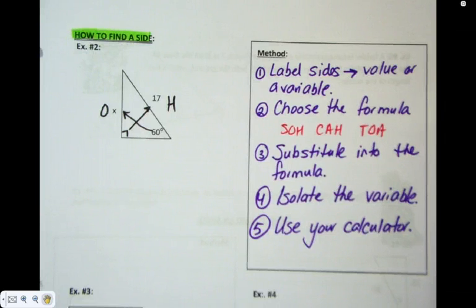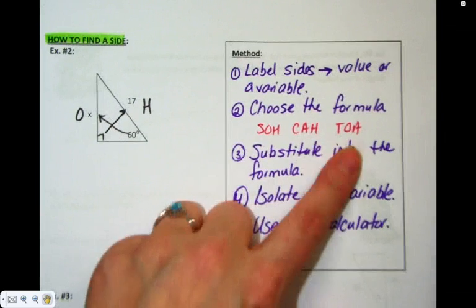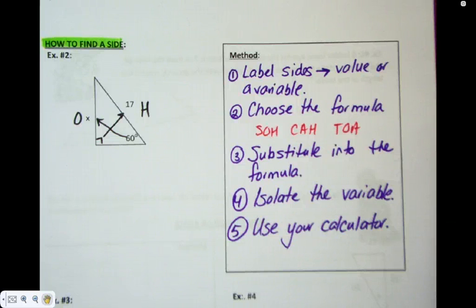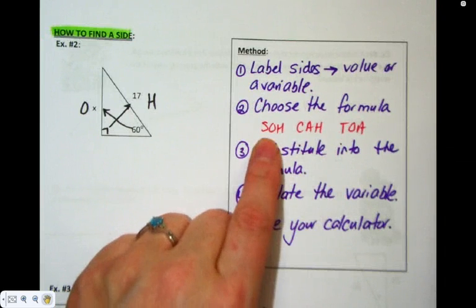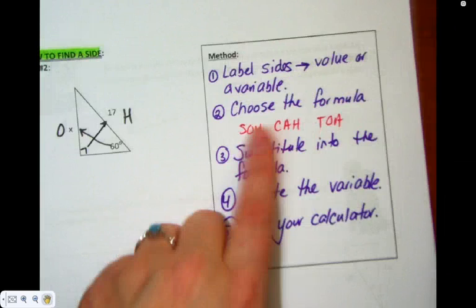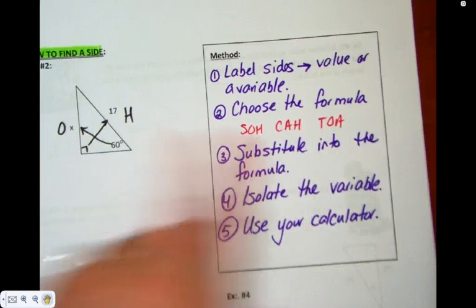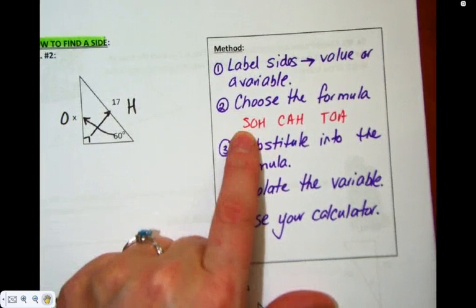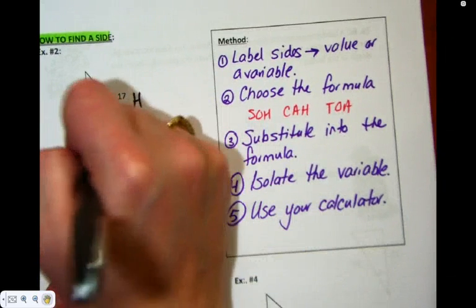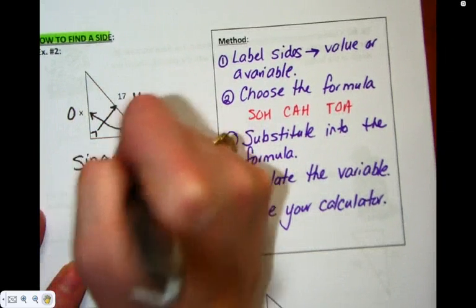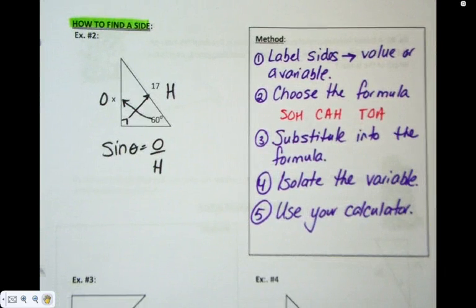The reason we only label 2 is because now we look at our SOH CAH TOA. Do we have O and H, A and H, or O and A? Because we can only have 2 of those possibilities. Which of the 2 do we have? O and H, so the formula has to be sine. That's how we use SOH CAH TOA. The last 2 letters are whatever you have on the triangle. The first letter is whatever formula we're about to use. So step number 2, our formula is sine theta equals O over H.